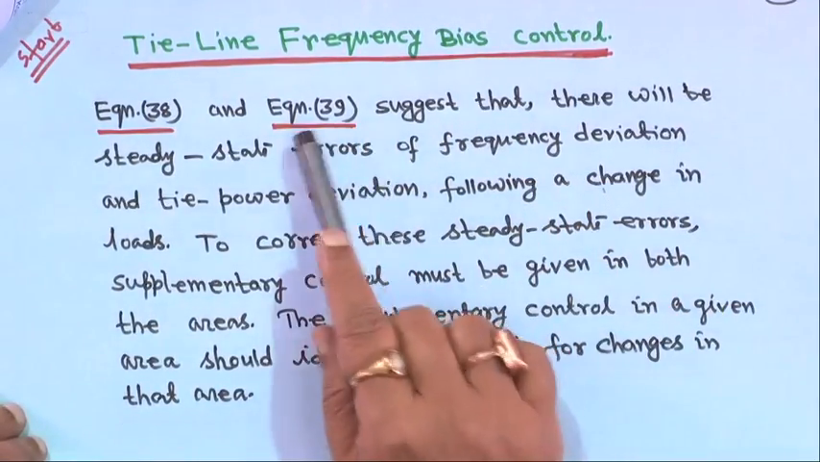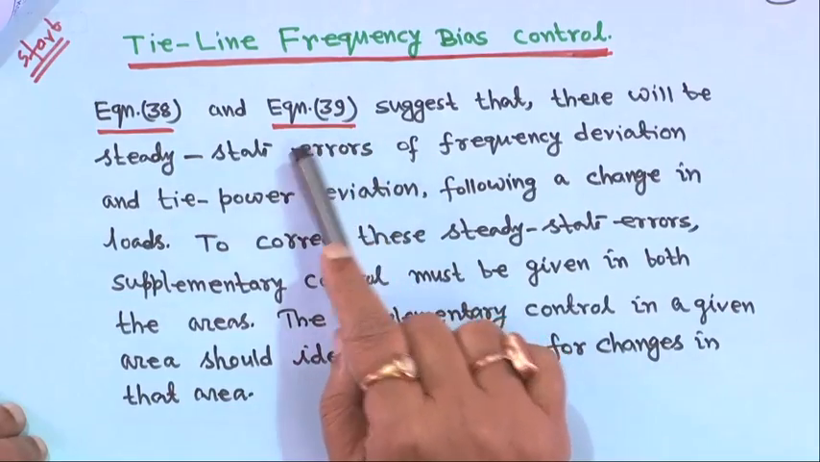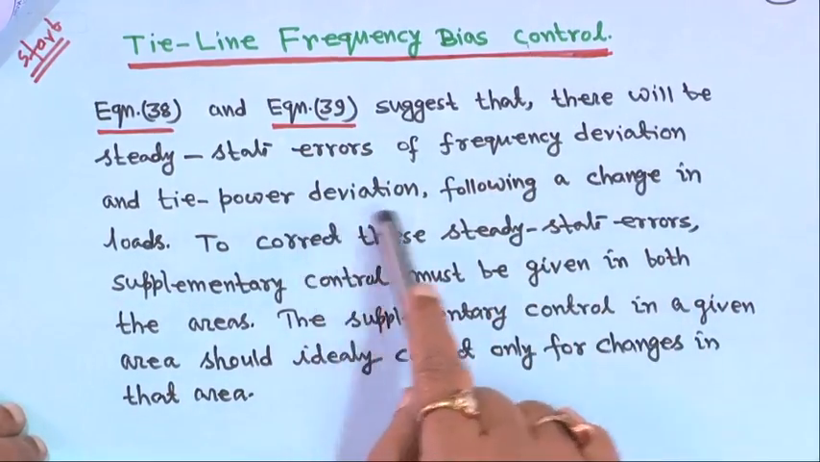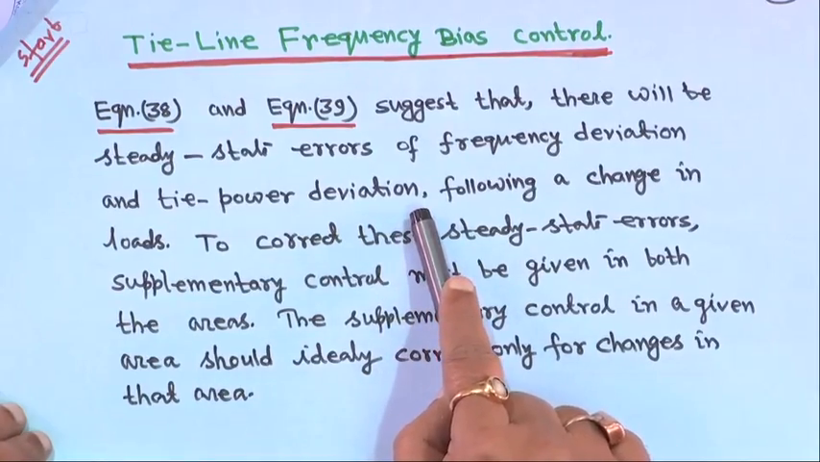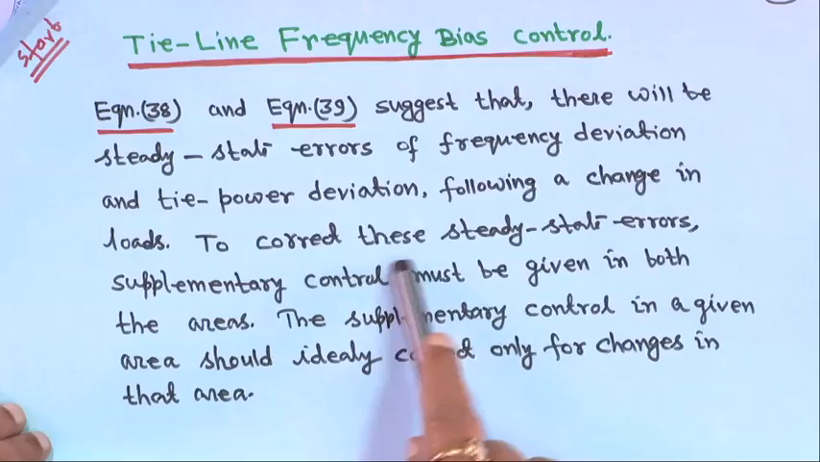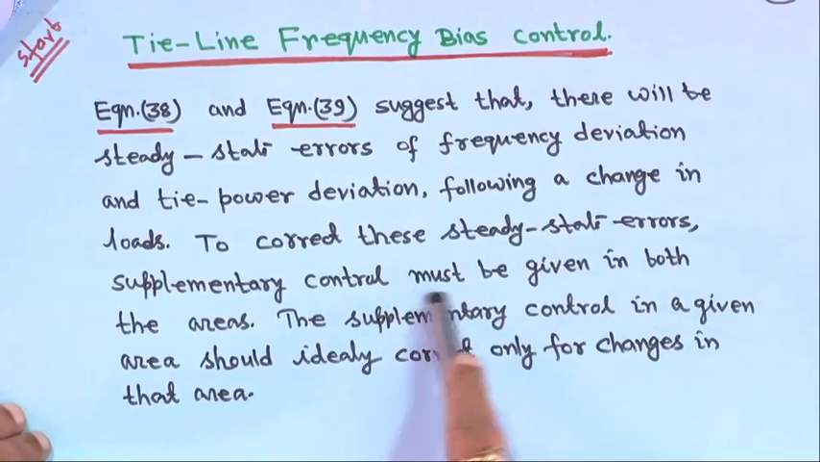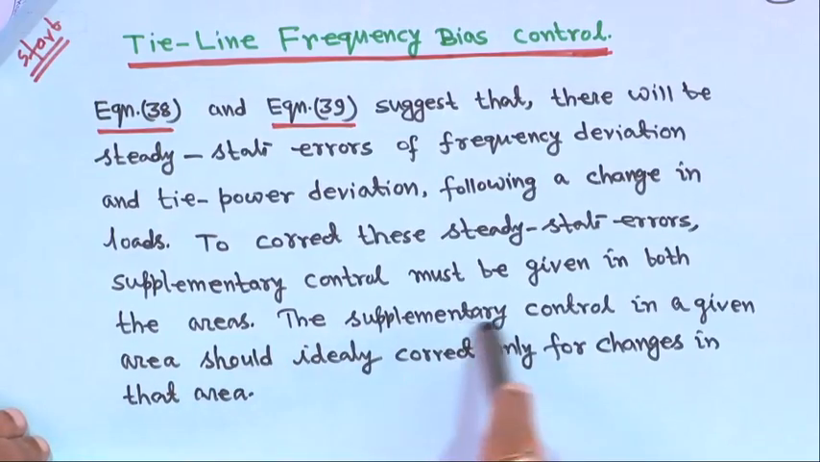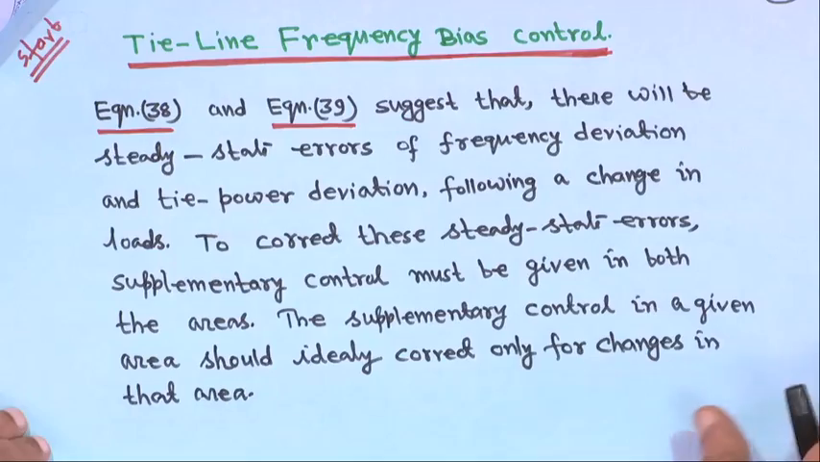So, equations 38 and 39, the previous two equations, suggest that there will be steady state error of frequency deviation and tie power deviation, which I told you, following a change in the load. Now, to correct this steady state error, supplementary control must be given in both the areas. Supplementary means an integral control action. The supplementary control in a given area should ideally correct only for changes in that area.